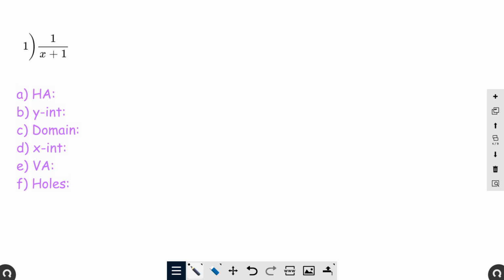Now this A, B, C, D, E, F is always in the same order. This is the same order that I use every time on tests, quizzes, homework, notes. So if you want to write it one time what each of them are, then that's fine. Or if you want to write it every time, then that's fine as well.